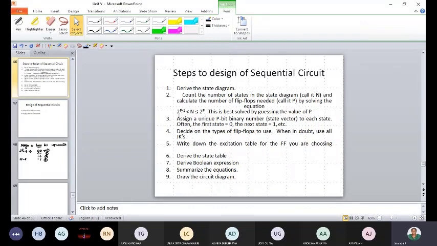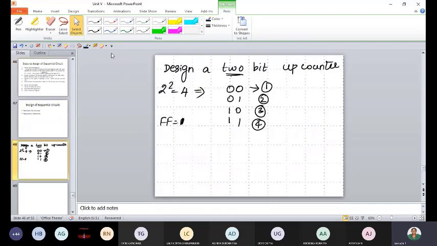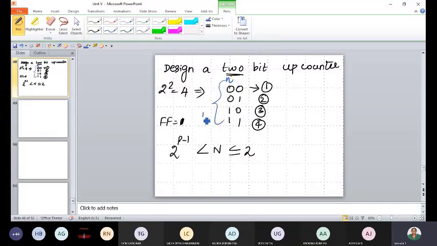So 2 power (p minus 1) less than n less than or equal to 2 power p, where small p is the number of flip-flops and capital N is the number of states. That decides how many flip-flops will be required. You have 4 states. So decide on P. What is P?